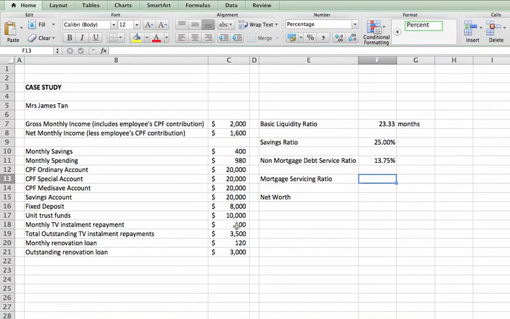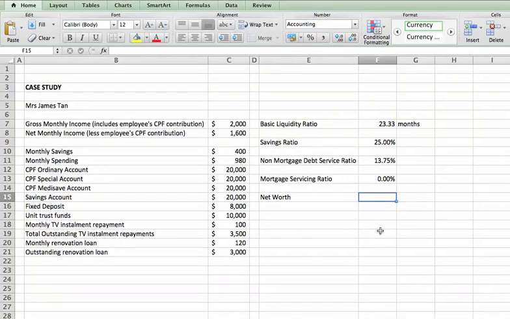Next, for her mortgage servicing ratio, we look at her figures and we notice that Mrs. Jamestown has no mortgage loan. So we take 0, divide by her gross monthly income. And this works out to be a mortgage servicing ratio of 0%.